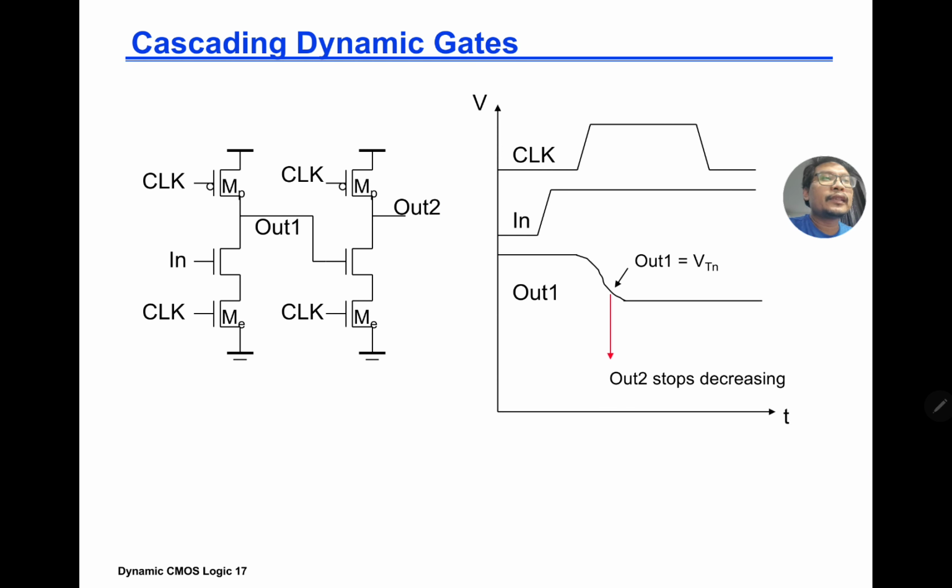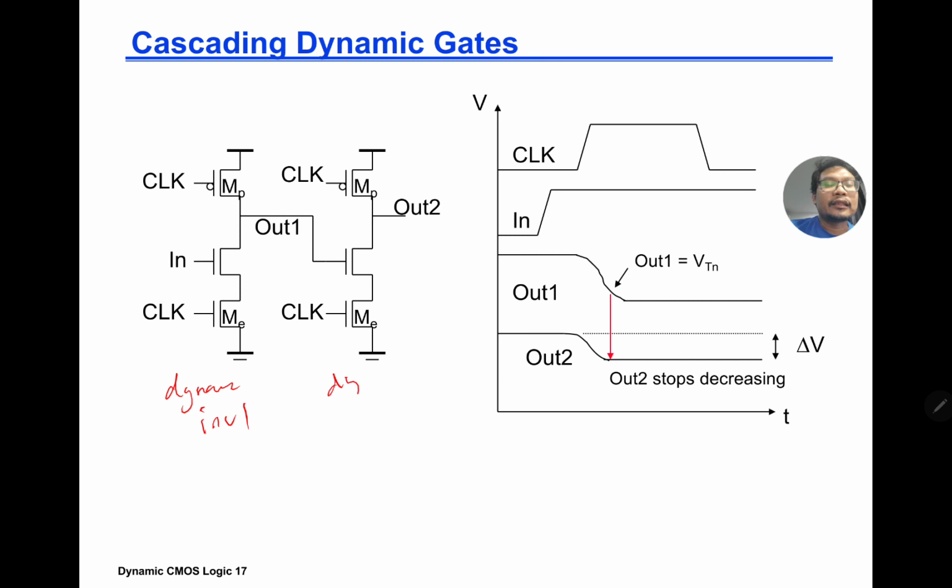Okay, so cascading dynamic gates. If you put two together, this is your inverter: dynamic inverter 1 and dynamic inverter 2. Putting them together basically looks something like this, if you want to visualize it, and here you have the phi, and here you have the phi. In dynamic logic you actually have two inputs: the input and the phi, or the clock. Here is your phi.